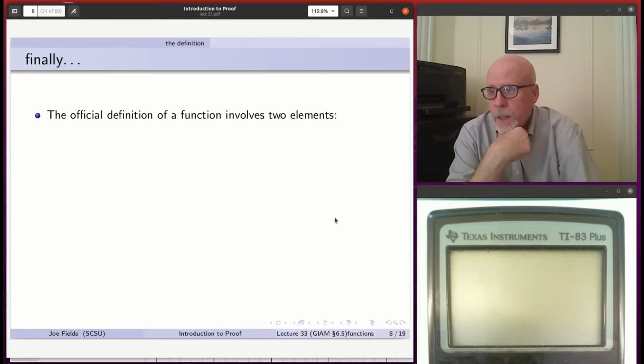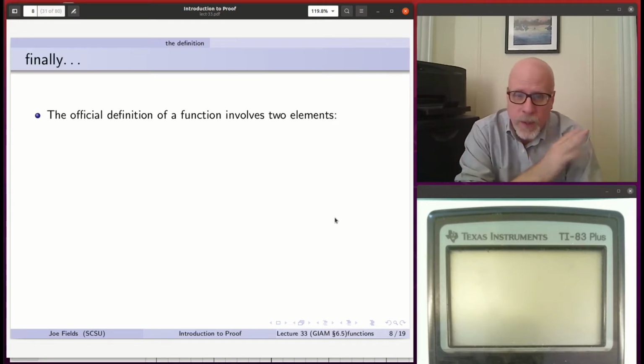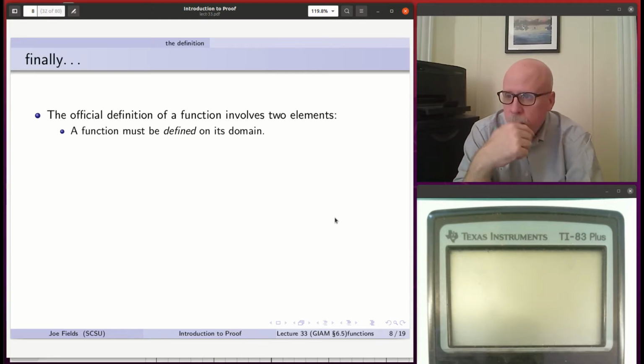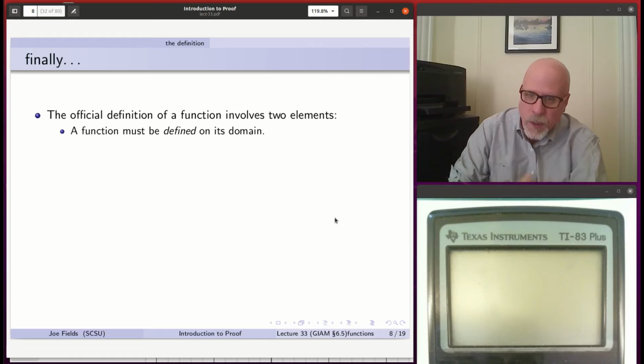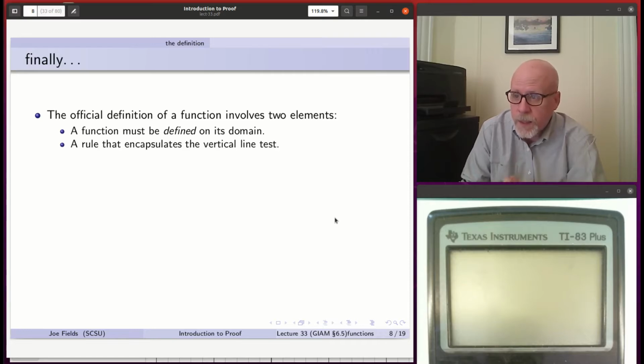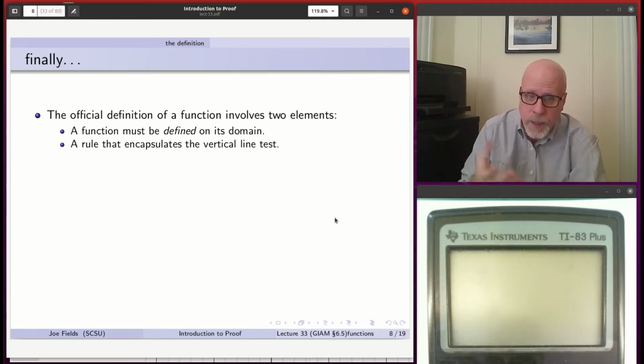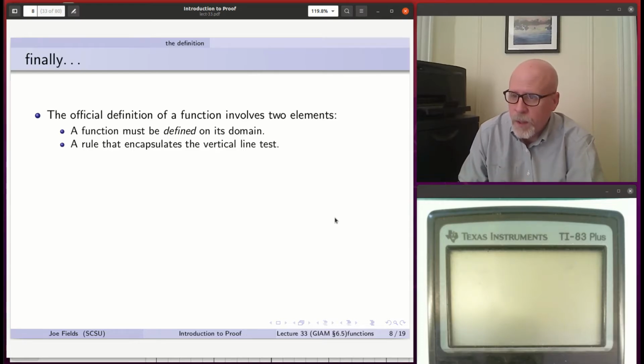So, all right. We're at a point now where we can say the very precise definition of what a function is. But here are the 2 things in an imprecise way, to help you internalize it. First, a function has to be defined on its entire domain. And second, you have to have a rule that basically gets at the idea of the vertical line test. We'll come back to talking about VLT in a sec. Okay, so here it is.